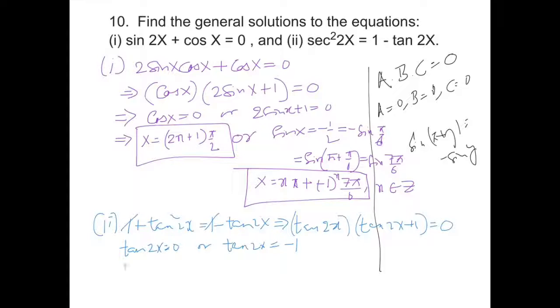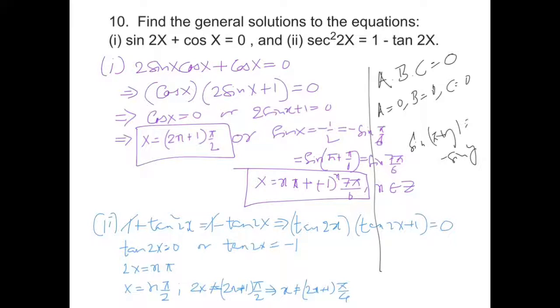So therefore, the solution to the first equation is 2x equals n pi. That is, x equals n times pi by 2, where n is an integer, and as we said, cos 2x cannot be 0. So we write the condition that 2x cannot be equal to 2n plus 1 times pi by 2, or x cannot be equal to 2n plus 1 times pi by 4.